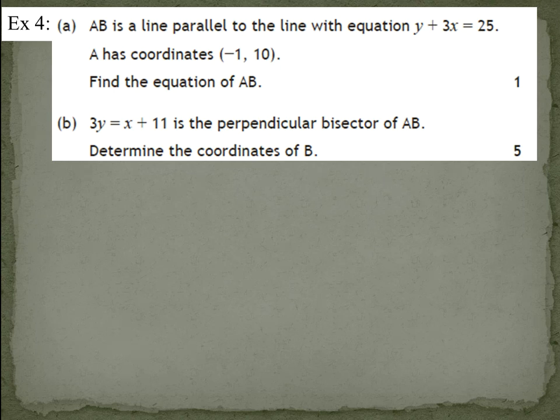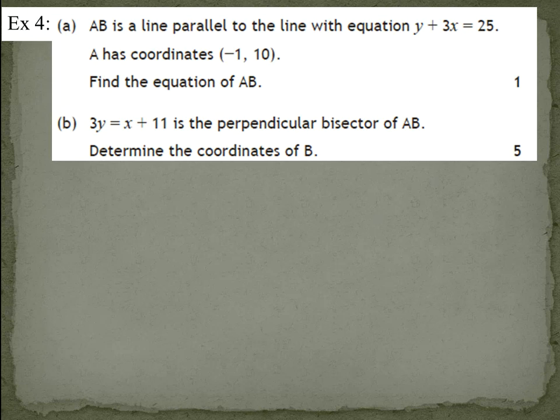So, part A. AB is a line parallel to the line with equation y plus 3x equals 25. A has coordinates minus 1, 10. Find the equation of AB. It's only worth a mark. That suggests there's either little working, or the working you have to do is not considered at a high enough level that it's worth lots of marks.